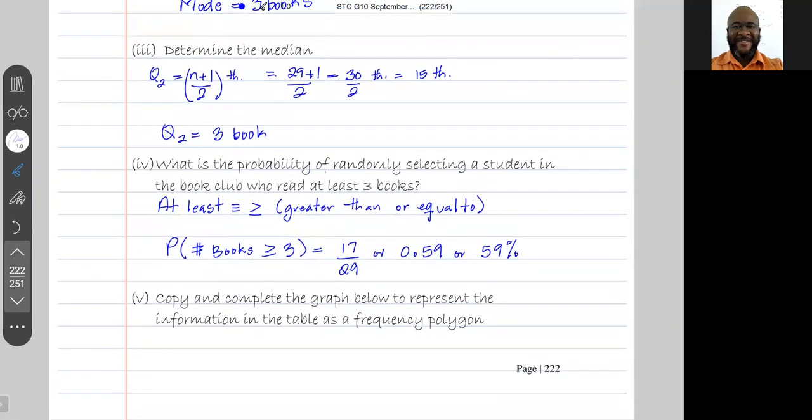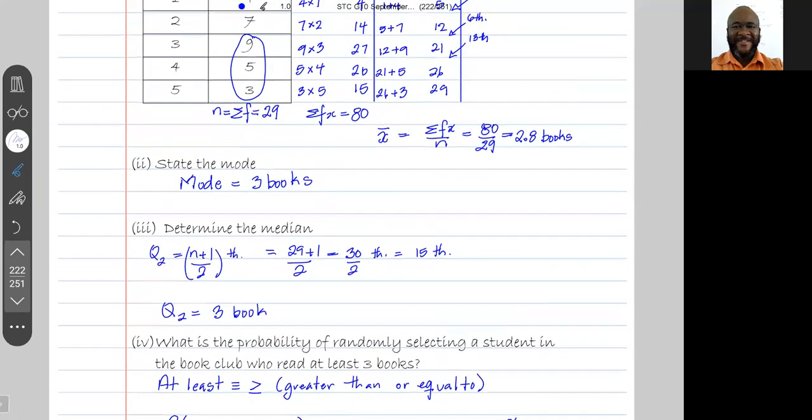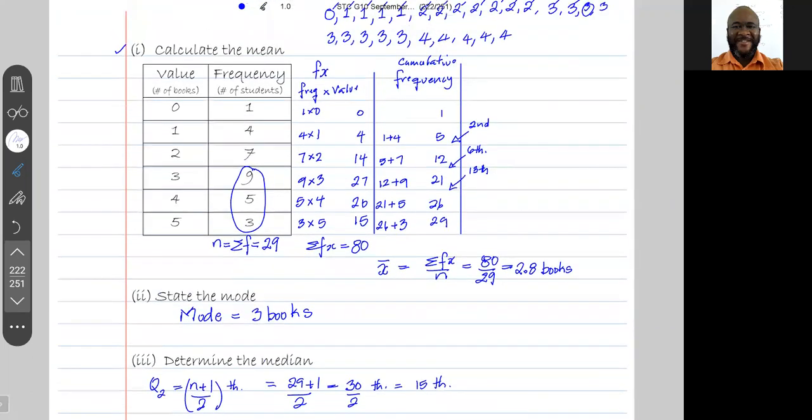Next, you're asked to copy and complete the graph. Copy and complete the graph below to represent the information in the table as a frequency polygon. So next we need to represent this as a frequency polygon. For the frequency polygon, we're going to plot values against frequency. So 0, 1, these are the points we're going to plot.